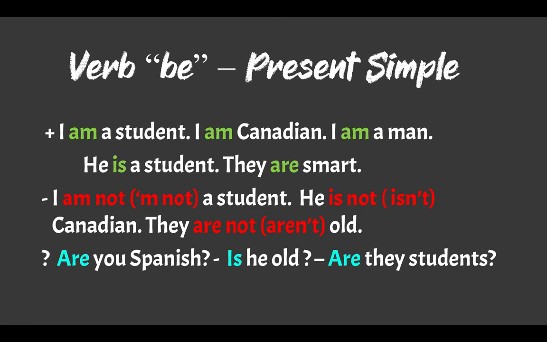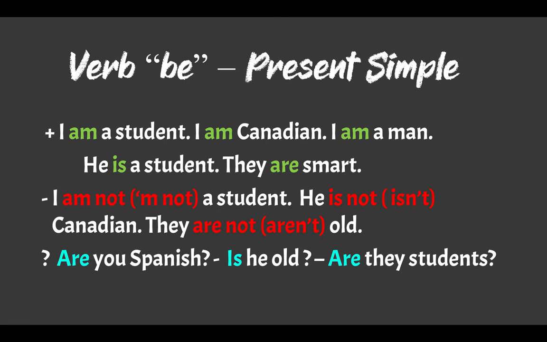For the third person singular here, there is no change, because the verb to be acts by itself. So you don't need anything else. You don't need another verb. He is a student. They are smart. So no change.